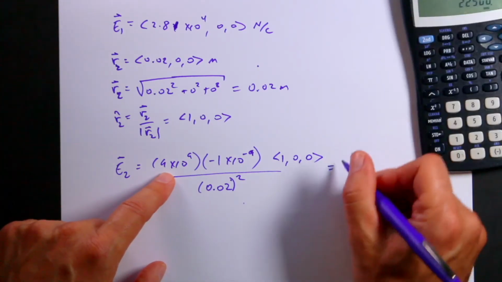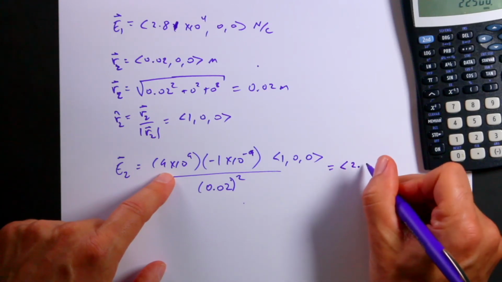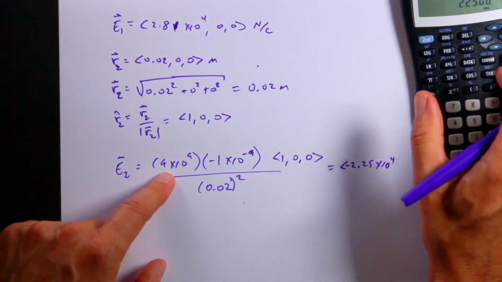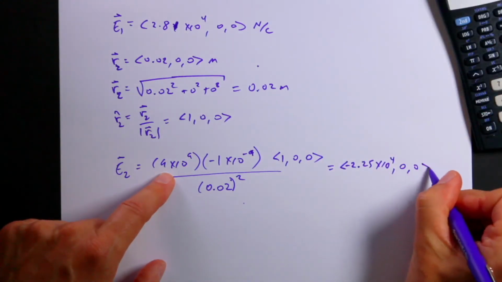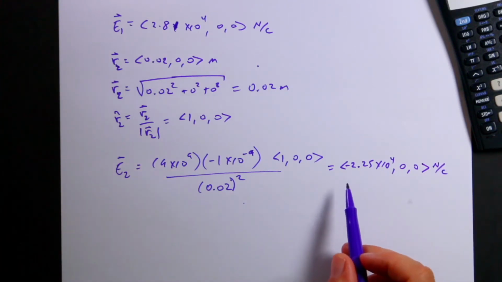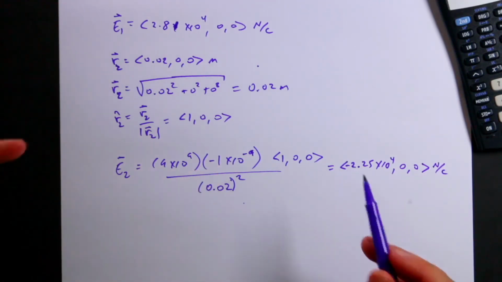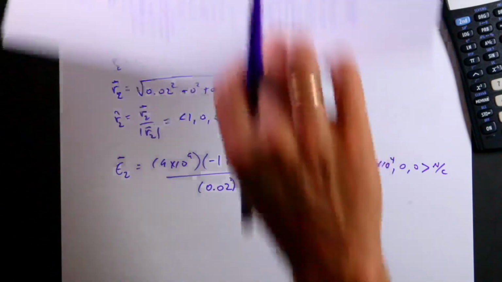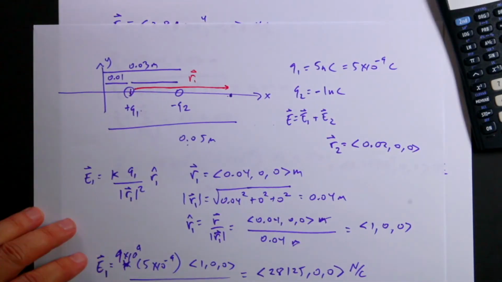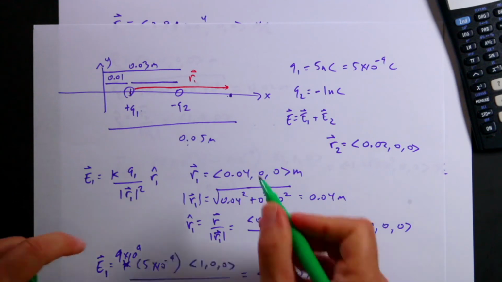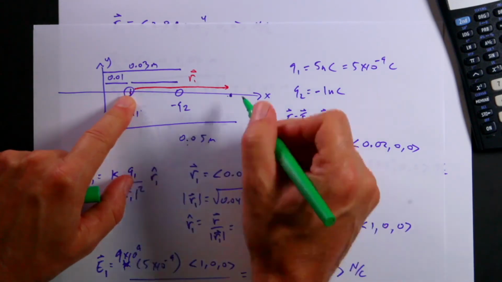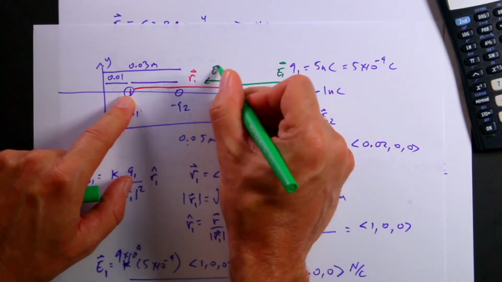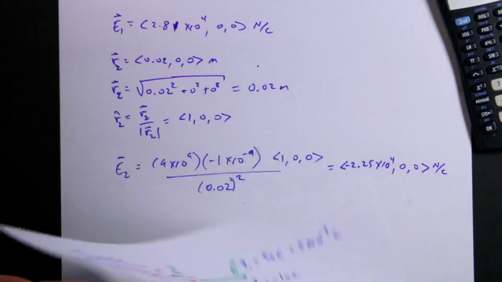And I get the vector negative 2.25 times 10 to the 4th, 0, 0 newtons per coulomb. You'll notice that this one, because I had a negative charge, even though the unit vector was in the same direction, this electric field is in the negative direction. Also notice that they're close to being the same size, but this is actually a larger vector. So here I have E1 and then E2. So now I can add those two vectors.